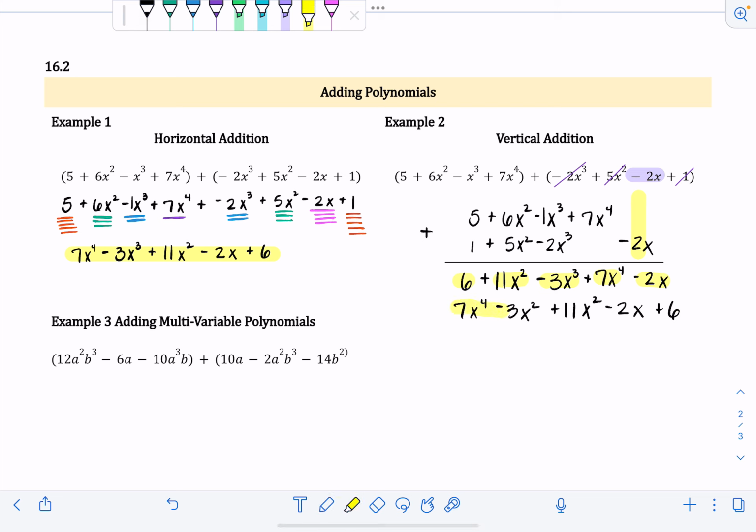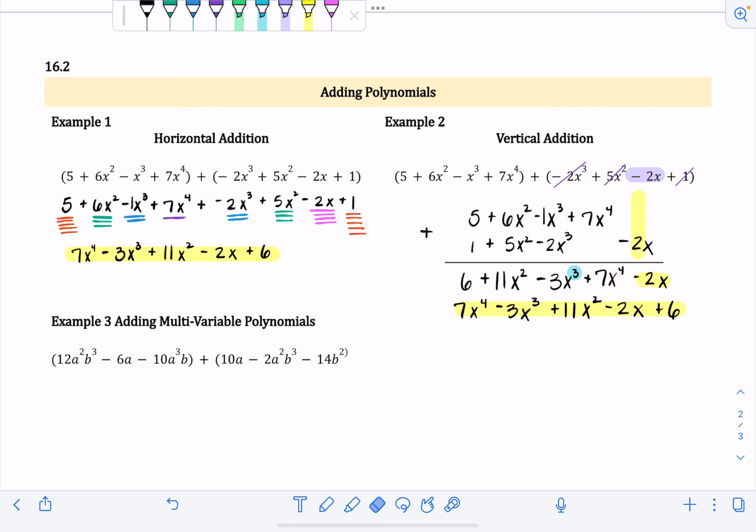So 7x to the fourth minus 3x squared plus 11x, or sorry, what happened? Oh, there we go. Sorry, my 3x to the third power, I copied down as a 3x squared. So change that second little 2 right there to a 3. Just copied down the wrong power. So 7x to the fourth minus 3x to the third plus 11x squared minus 2x plus 6 is my final answer for this.